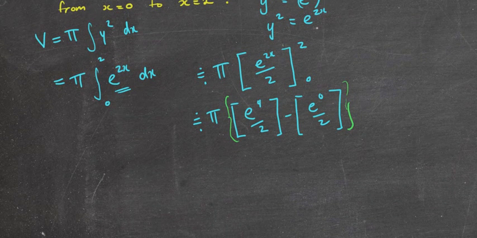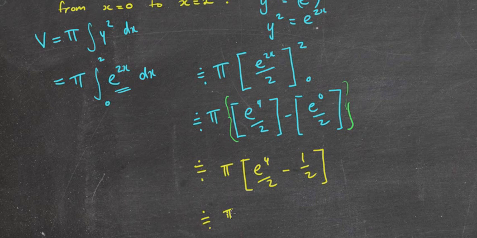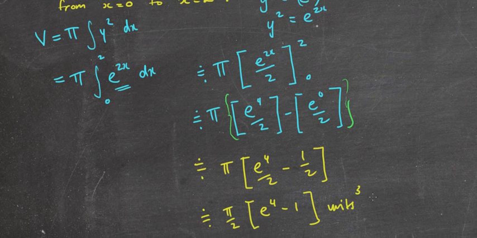Now, again, if you are asked for the exact value, we could take out the half, because that's just pi times e to the power of 4 over 2 minus e to the power of 0, which is 1, over 2. You could just take out the half and do a half pi, or pi divided by 2, and then brackets e to the power of 4 minus 1, units cubed. Remember, we're doing volume.